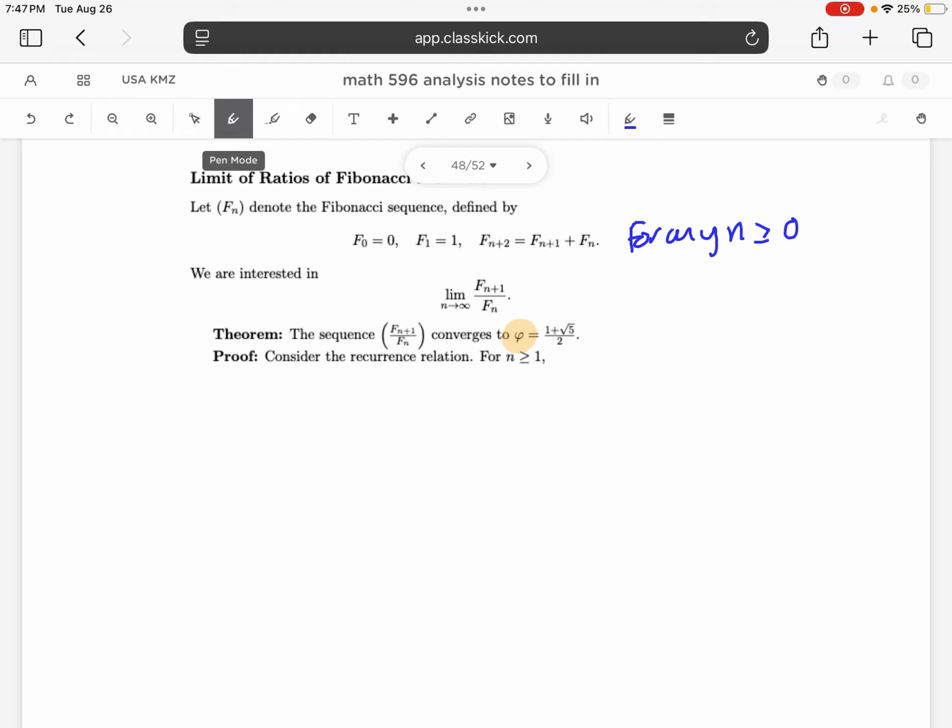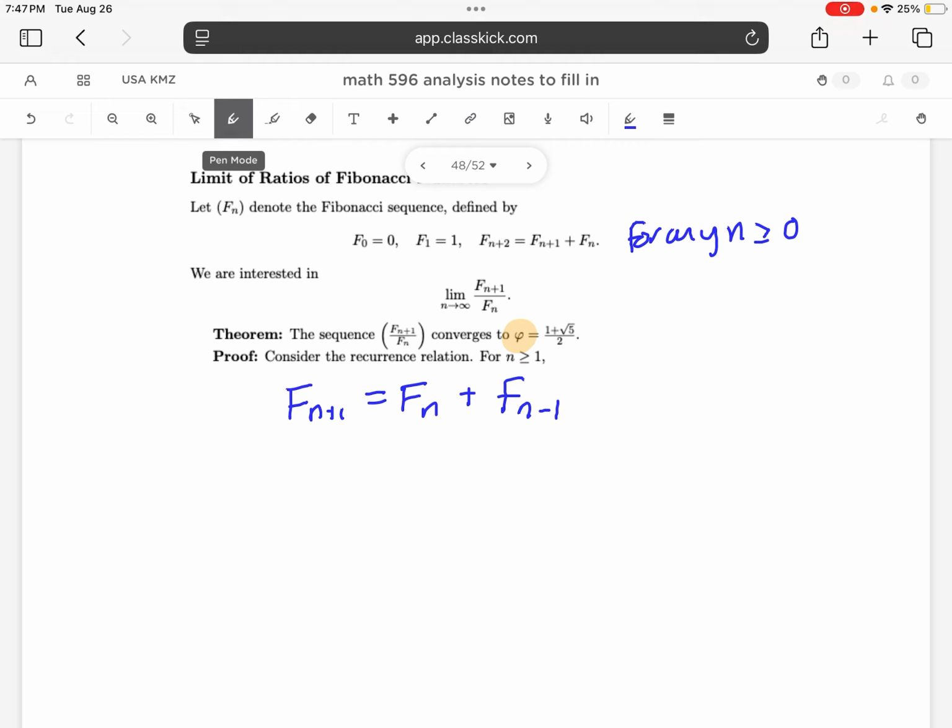So we know that for any n greater than or equal to 1, we have that f of n plus 1 is going to be equal to f of n plus f of n minus 1. This is just the same recurrence relation that we defined up above, but shifted down 1.